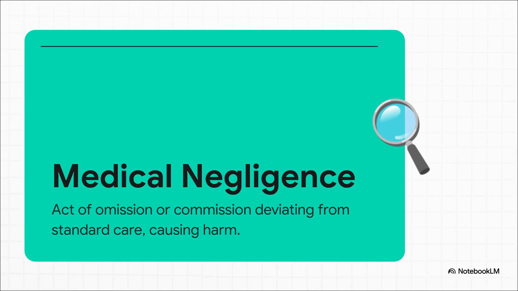I really want to issue a sobering clinical pearl here. Medical negligence is defined as an act of omission or commission deviating from standard care that causes harm. In breast diagnostics, failing to complete the full triple assessment for a suspicious mass is a fast track to medical negligence and malpractice. You cannot simply feel a lump, assume it's just a benign cyst, and send the patient home. The entire pathway must be completed, no exceptions.